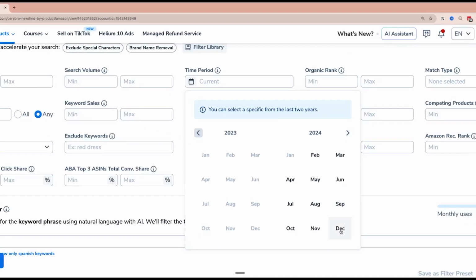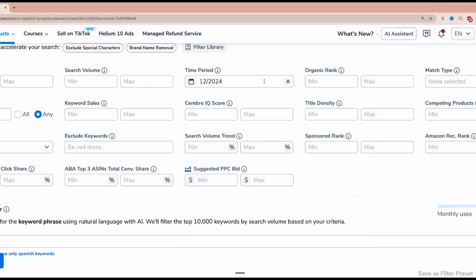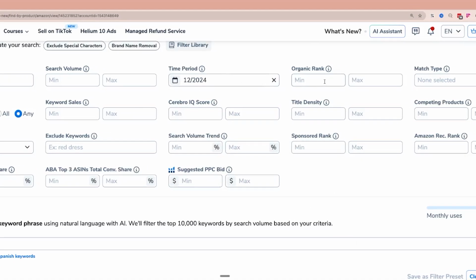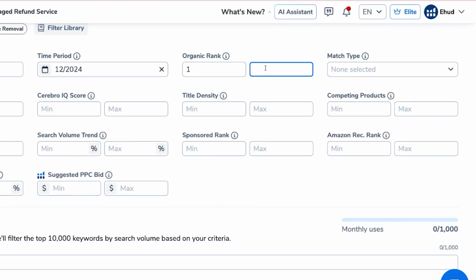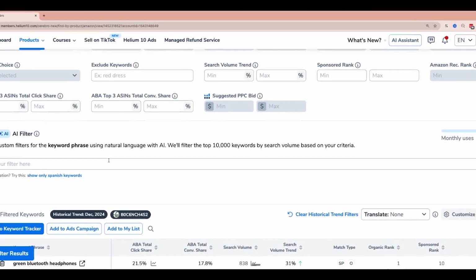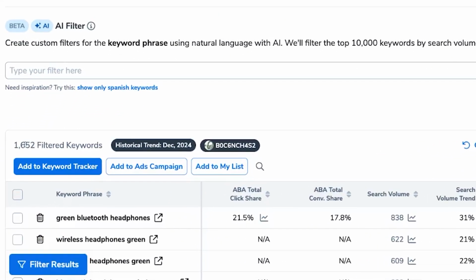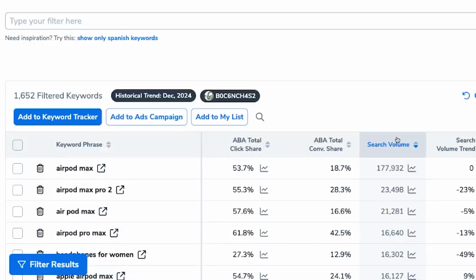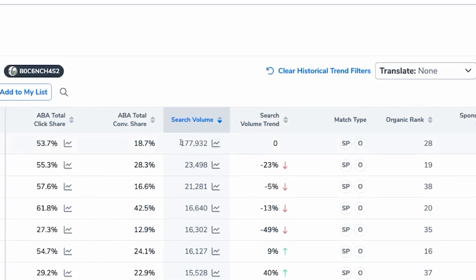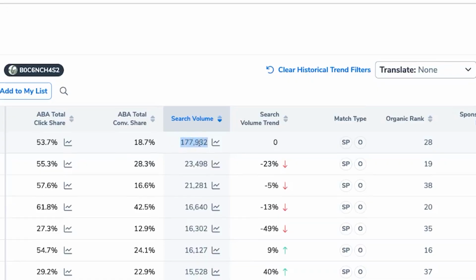So let's say we're looking at December 2024, and we want to see the organic rank 1 through, let's do 1 through 50 for now. And again, you can set up this criteria any way you want. Apply filter. We just want to see, we were showing up for 1,652 different keywords at this time. We can sort by search volume. We can see there was a keyword over here with almost 178,000 search volume.